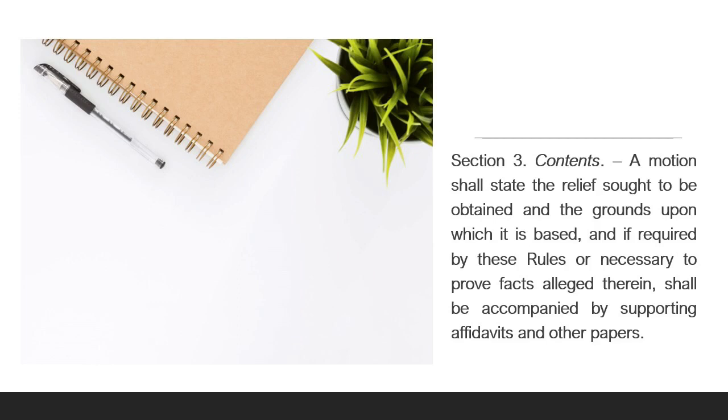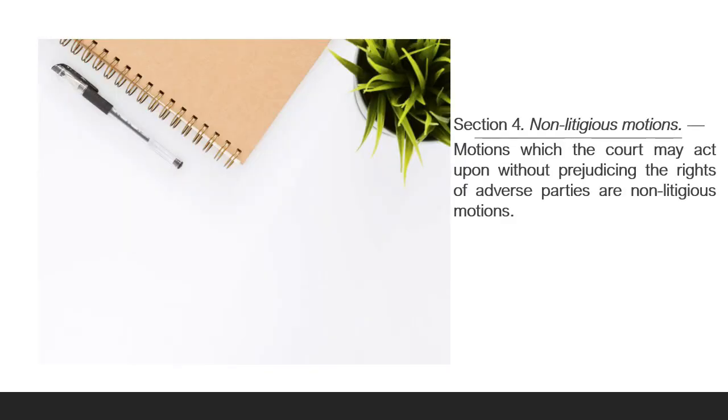Section 3. Contents. A motion shall state the relief sought to be obtained and the grounds upon which it is based, and, if required by these rules or necessary to prove facts alleged therein, shall be accompanied by supporting affidavits and other papers. Section 4 of Rule 15 in the 1997 Rules of Civil Procedure is hereby deleted and has been changed. Section 4. Non-litigious motions.